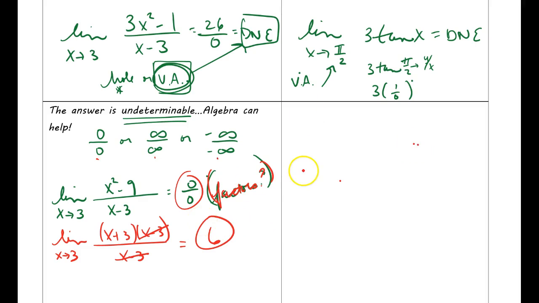Case 2, let me try to make one up here. As x approaches, let's say, -1. And we will do 1 over x minus 1. Oops, hold on a sec. Okay, this is probably a good one.